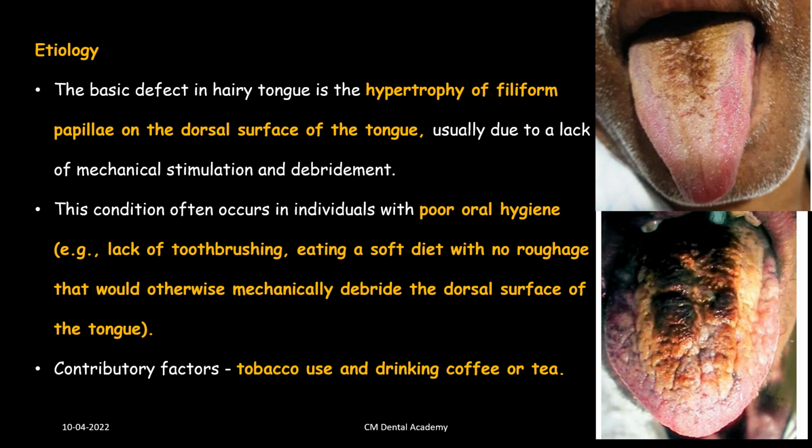This condition often occurs in individuals with poor oral hygiene, that is, lack of toothbrushing, and eating a soft diet with no roughage that would otherwise mechanically debride the dorsal surface of the tongue. The contributing factors are the use of tobacco and drinking coffee or tea.